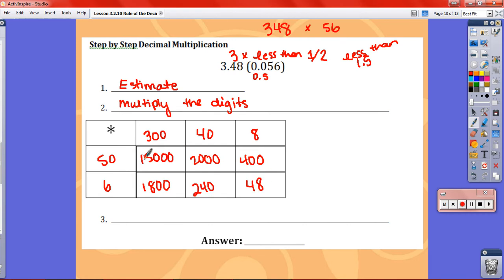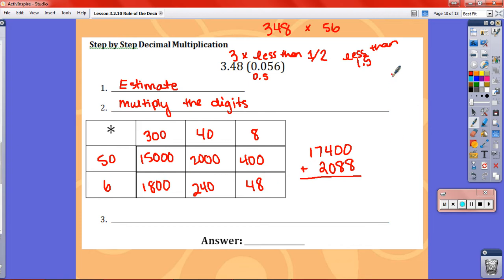And when I add here, I get 15,000 and 2,000 makes 17,000 and 400. 17,400. I'm going to add this one backwards because it's going to get a little more complicated. It's 48 and 240 would make 288. And 1800 plus 288, while 800 and 200 makes 1,000. So I'm going to have 2,000, no hundreds, and then my 88 that I had from before. So that's 2,088.